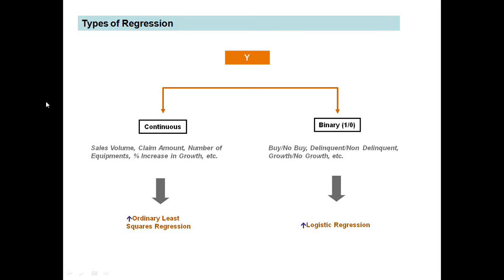So, when our Y is binary, then we go for logistic regression, for example buy or no buy, delinquent or not delinquent, growth or no growth, etc. So what kind of model equation do we get in logistic regression? The probability that Y equals 0 is equal to exponential raised to the power Li, divided by 1 plus exponential raised to the power Li, where Li is the linear relationship between the X's and the parameter estimates.